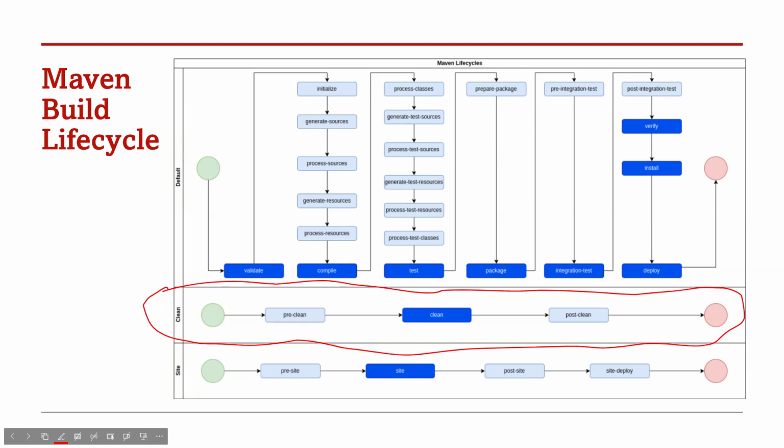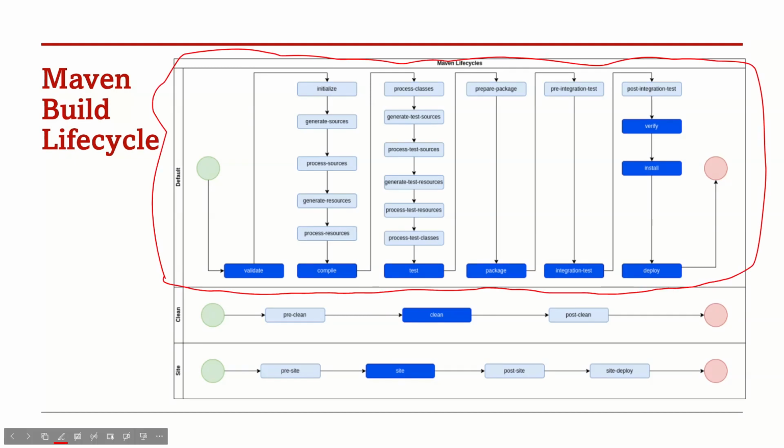This phase ensures a clean build environment by removing all generated files and directories. The clean lifecycle consists of a single phase, clean. When you run the clean phase, Maven deletes the target directory, eliminating any previously generated files. This step is crucial for starting with a clean slate before building the project.